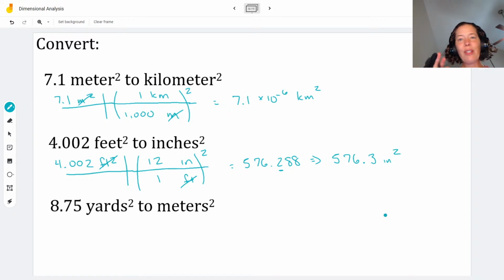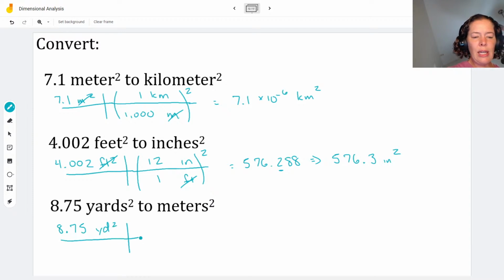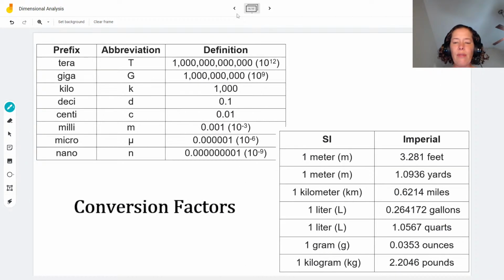All right, good. I know sometimes dealing with these powers can be a little bit difficult. So now we're going from yards squared to meters squared. So we're not only having to deal with our squared factor, but now we're switching from imperial to SI as well. So I'm going to start with my 8.75 yards squared. And again, initially, I'm not going to worry about the squared. I just want to go yards to meters. So let's take a look at our conversion factor.